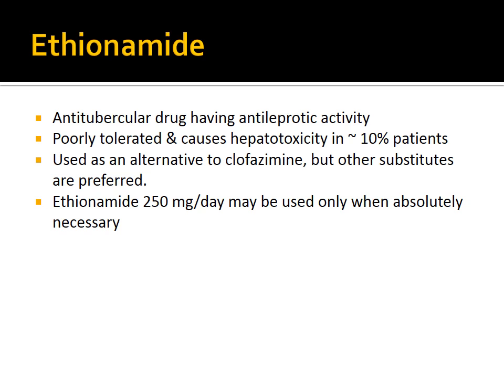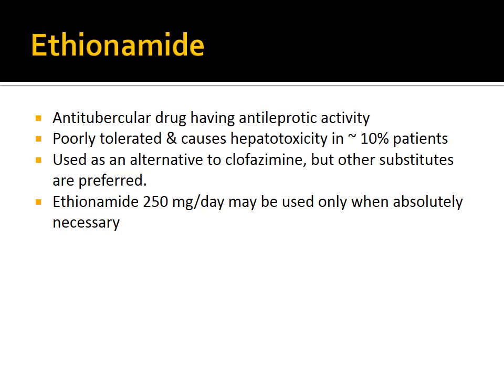Now the other drugs which can be used in case of resistance or intolerance to these earlier three drugs. The next drug of this type is ethionamide. So this is again an anti-tubercular drug, a second line oral drug, which we have seen can be useful in MDR tuberculosis. So an anti-tubercular drug having antileprotic activity. It is poorly tolerated and it can cause hepatotoxicity in 10% of patients. With this side effect, I already told you that it can cause hepatotoxicity and it can also cause goiter or hypothyroidism as a characteristic side effect.